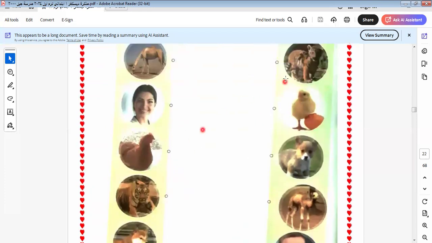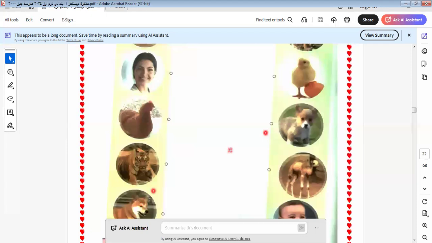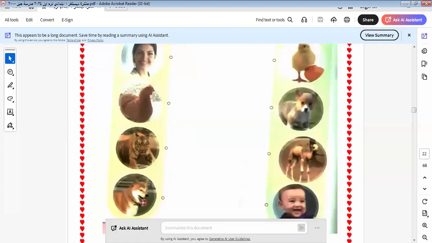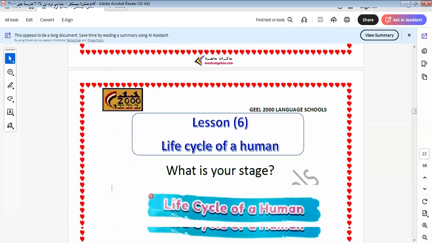Where is the tiger and the cup? Here is the duck and Bobby. Where is Bobby here? This one, by this one. Okay, let's go to another one here.